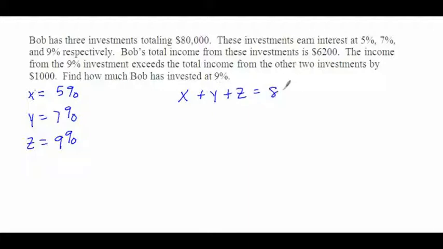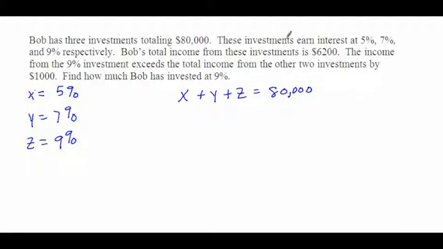So the first thing I'm going to do is say, let's say X represents the 5%, the Y represents the 7%, and the Z represents the 9%, just so we know which one is which. Okay? So it says he puts money in totaling $80,000. So if I just put in X plus Y plus Z, I know that's got to equal 80,000.